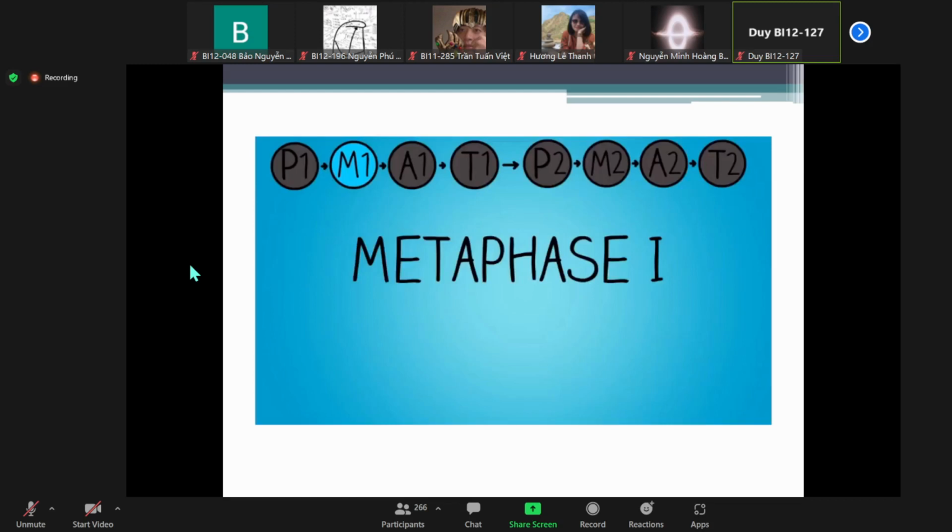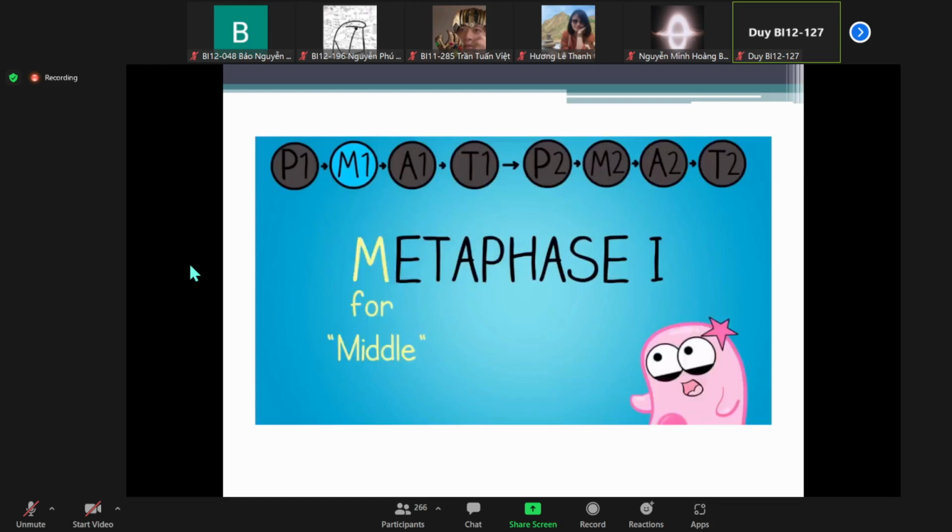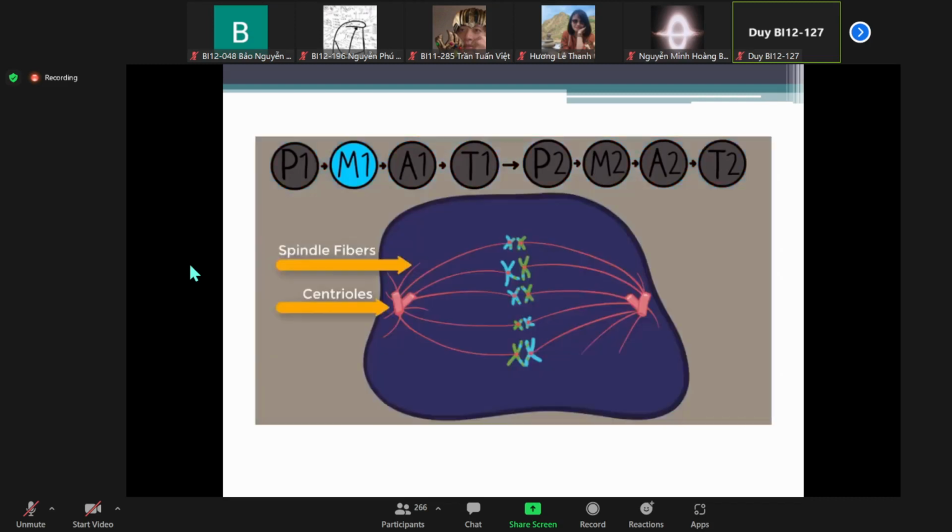In metaphase 1, think of the M as standing for middle. The chromosomes are now going to be in the middle of the cell. It's a little bit different, though, from mitosis because these chromosomes are going to be in pairs in the middle of the cell. So it's not a single file line. They're in pairs in the middle.